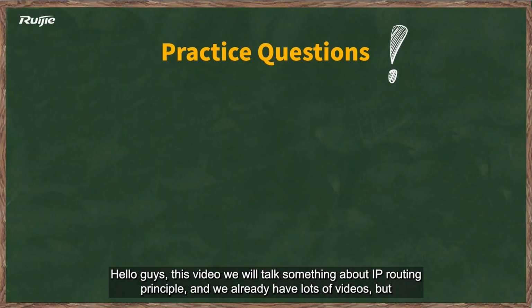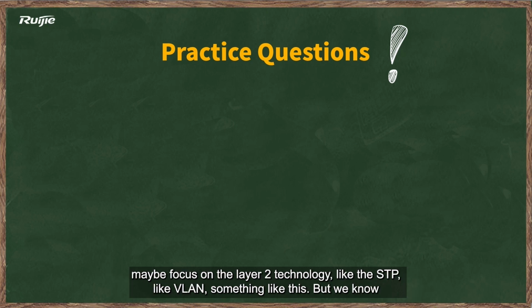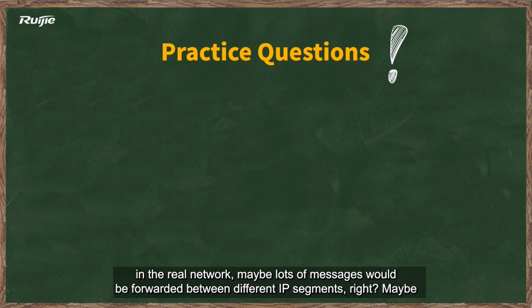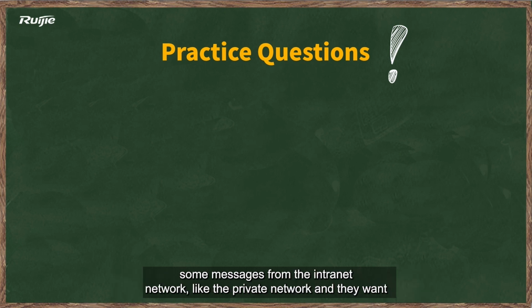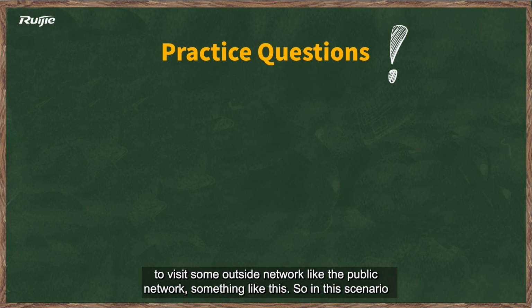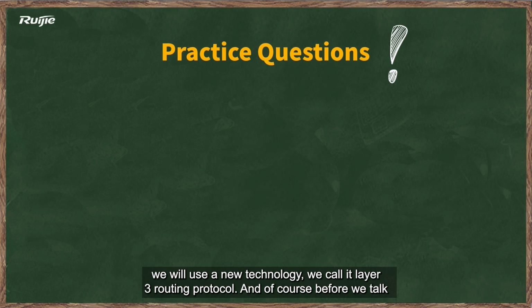In this video we will talk about the IP routing principle. We already have lots of videos, but they focus on layer 2 technology, like STP and VLAN. But as we know, in a real network, lots of messages must be forwarded between different IP segments, right? Maybe some messages from the intranet, like the private network, want to visit some outside network, like the public network. In this scenario, we will use a new technology.